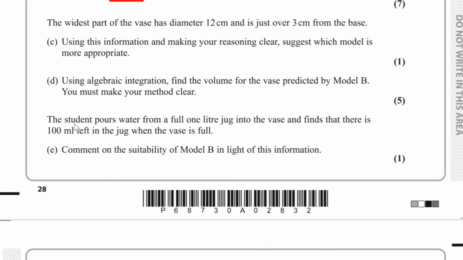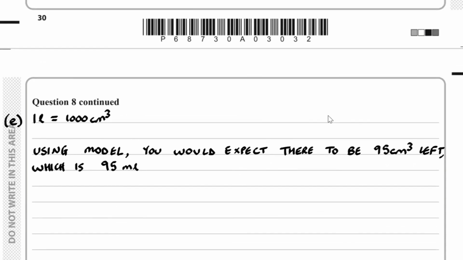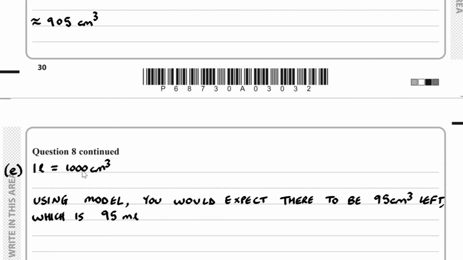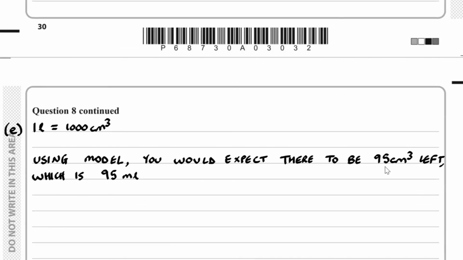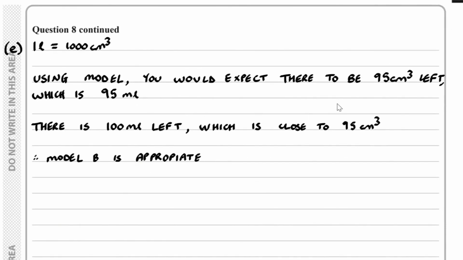And now for part E, the student pours water from a full 1 litre jug into the vase and finds that there is 100 millilitres left in the jug when the vase is full. We have to comment on the suitability of model B in light of this information. So for part E, 1 litre is 1000 millilitres cubed, and using the model we'd expect there to be 95 centimeters cubed left, because we've got the 1000 take away the 905, which gives 95 centimeters cubed, which is 95 millilitres. Now there's 100 millilitres left, which is close to this 95 centimeters cubed, and so therefore we can see that model B is appropriate.